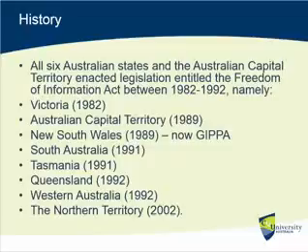Between 1982 and 1992, all six Australian states and the Capital Territory enacted legislation entitled the Freedom of Information Act. In about 2013, the legislation changed names in New South Wales to what is now referred to as GIPA, or the Government Information Public Access Act. And in 2002, the Northern Territory brought in Freedom of Information style legislation.